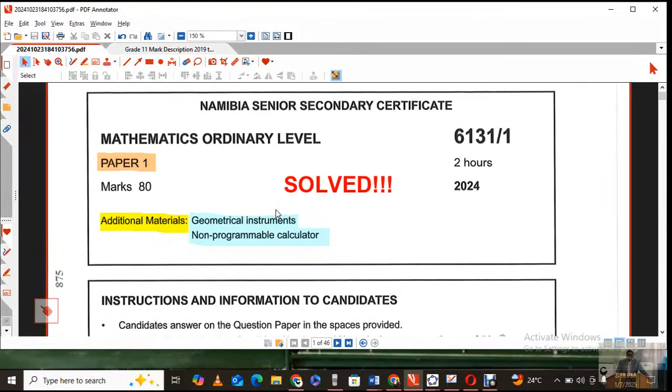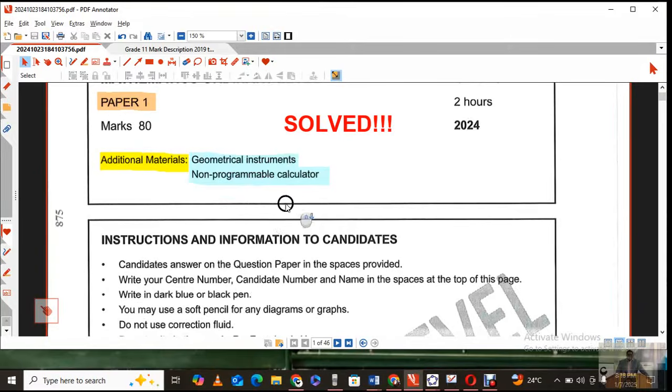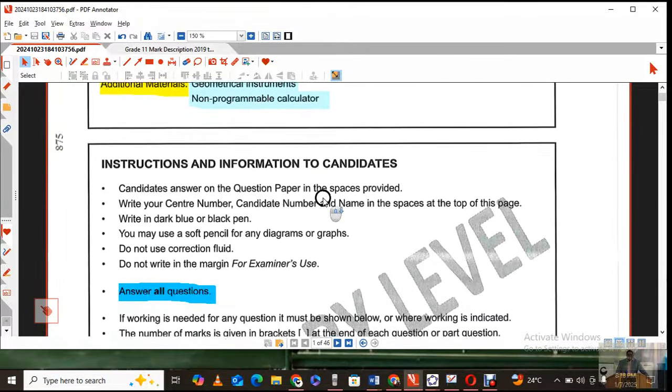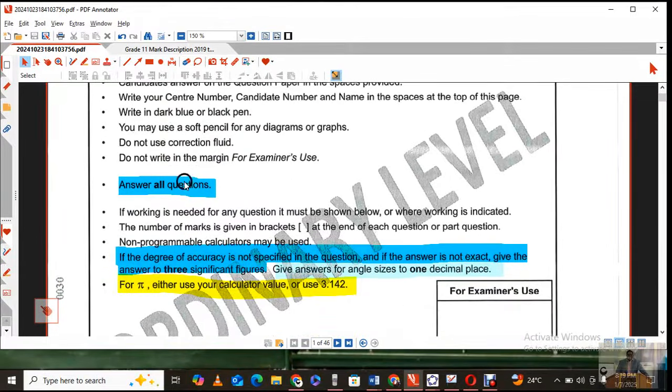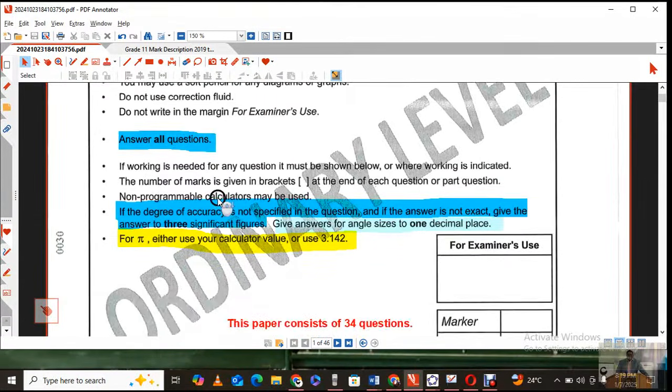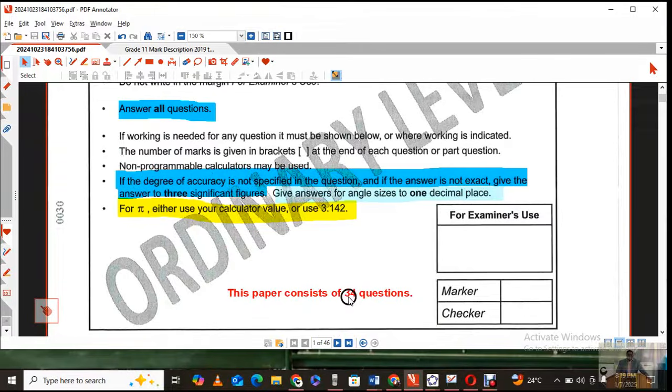Obviously, you will need geometrical instruments, which means there will most probably be a question that deals with construction. Then you're allowed to use a non-programmable calculator, the scientific one. And then there are a few instructions and information that you need to take note of. Of course, I've highlighted one here in blue, so all the questions must be answered. In fact, there are 34 questions in this paper.